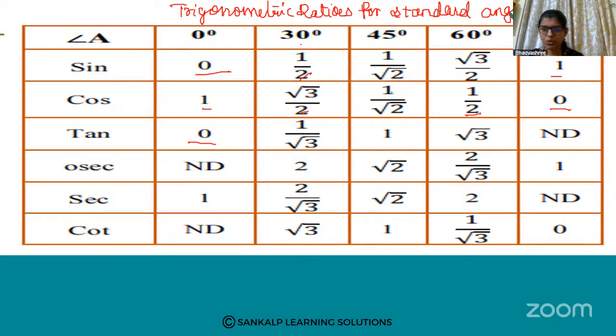45 is 1 by root 2, 1 by root 2. Root 2 will get cancelled. 1. Root 3 by 2, 1 by 2. 2 and 2 will get cancelled. Root 3. 1 by 0 is not defined.